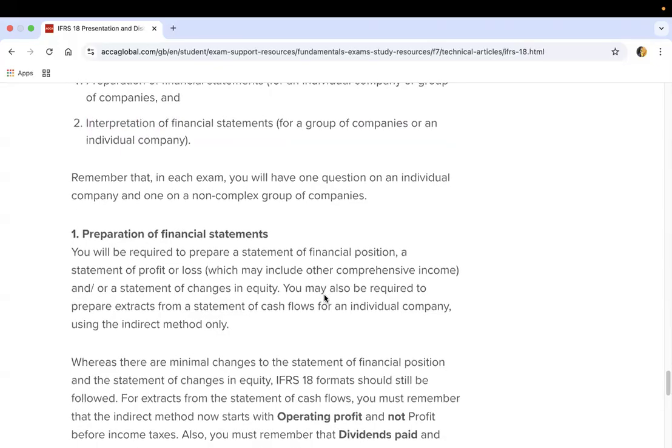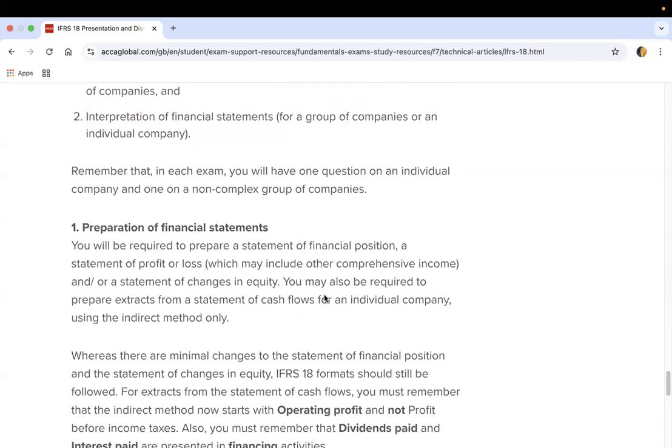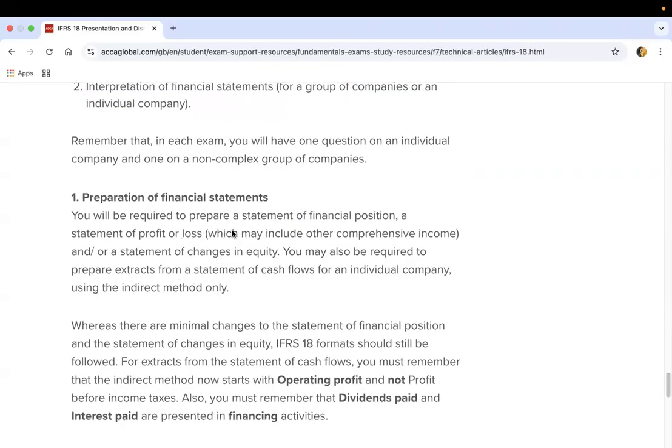Now remember that in each exam, you will have one question on an individual company and one on a non-complex group of companies. Preparation of FS: you will be required to prepare a statement of financial position and an SOPL, which may include other comprehensive income or a statement of changes in equity. SOCE is something that is going to be there for sure. If the question pattern is SOPL and CFS, then you would have an SOCE. If the question pattern is SOFP, you would have SOCE with it as well. SOCE is very easy to make. You have already done one question on SOCE, right?